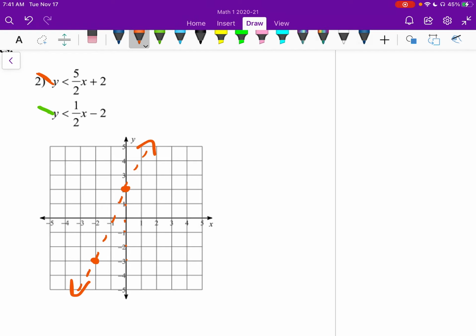I'm going to plug in 0, 0 just to see. So 0 is less than 5/2 times 0 plus 2. So 0 is less than 2. That's a true statement. So I'm going to shade towards 0, 0, being right there. Right? So I draw my little arrows there to say, well, I'm going to be shading towards that direction.